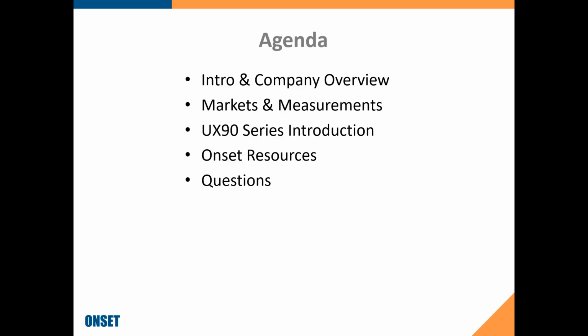So let's get into what we're going to talk about today. We're going to get into a quick intro and company overview. Many of you may have already been using the time of use type data loggers from Onset or other HOBO data logger products, or there may be some of you who are new to Onset, so we'll quickly go through that. Then we'll get into the markets and the measurements that Onset is involved with. And then we'll spend the bulk of our time talking about the UX90 series, which is our time of use data loggers. And we like to leave you off with some good resources. And as I mentioned before, we will always leave time for questions at the end.